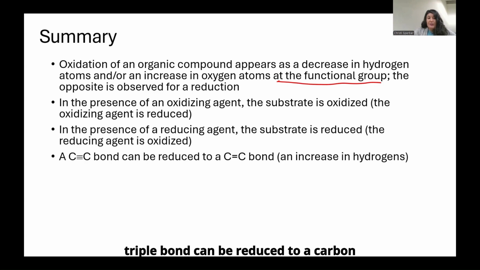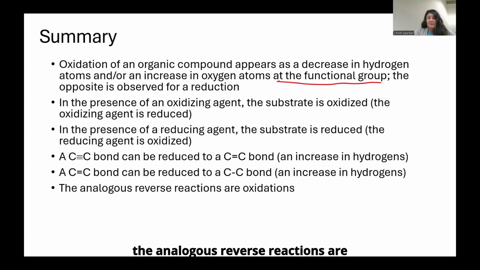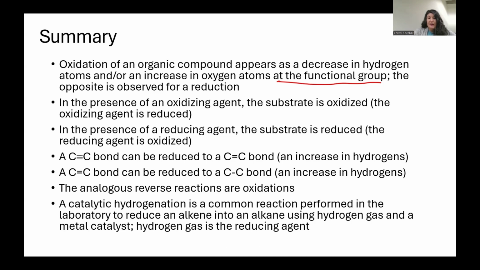A carbon triple bond can be reduced to a carbon double bond, an increase in hydrogens. A carbon double bond can be reduced to a carbon single bond, and the analogous reverse reactions are called oxidations. A catalytic hydrogenation is a common reaction performed in the laboratory to reduce an alkene, or carbon double bond, into an alkane, carbon single bond, using hydrogen gas and a metal catalyst, and hydrogen gas is the reducing agent.